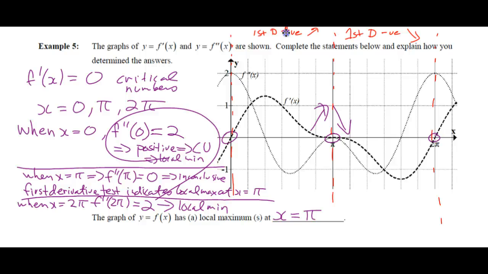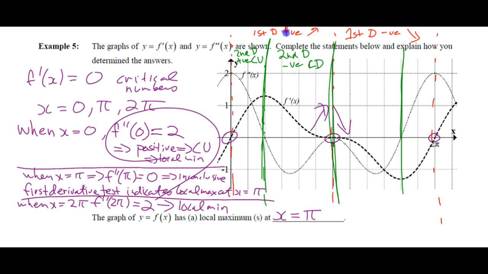Okay. Now at the same time, what else is going on? Well, when the second derivative is 0, draw lines through where the second derivative is 0. So here, the second derivative is positive, which says that it's concave up. And in here, the second derivative is negative, which says that it's concave down. And here, the second derivative is also negative, so it's concave down. And here, the second derivative is positive, so it's concave up.